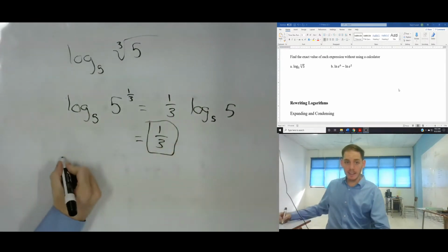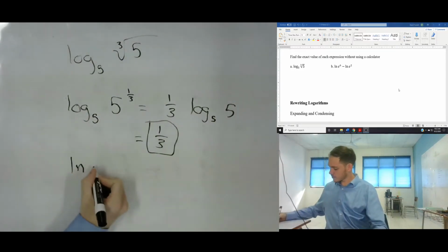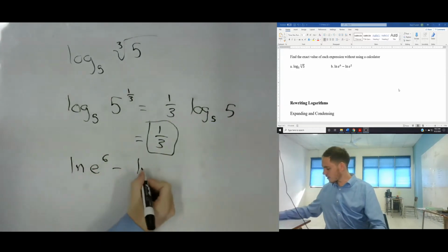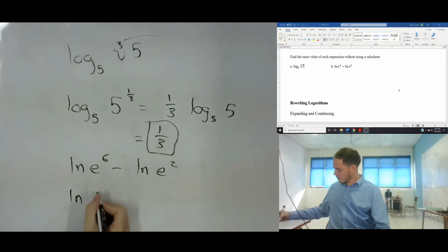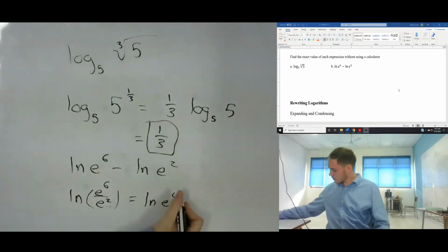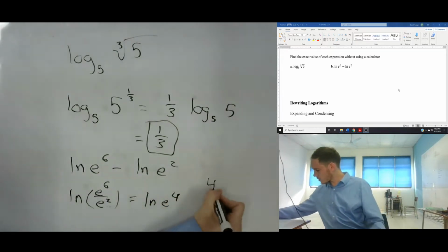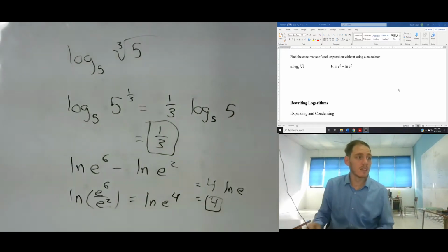Okay, and then ln of e to the 6 minus ln of e to the 2. Now we can actually combine this, so we get ln of e to the 6 divided by e to the 2. And if you simplify this inside, we get ln of e to the 4. So if you have e to the 4, the 4 will go in front, so you get 4 ln of e, which our answer then is 4. Okay? That is how we solve those.